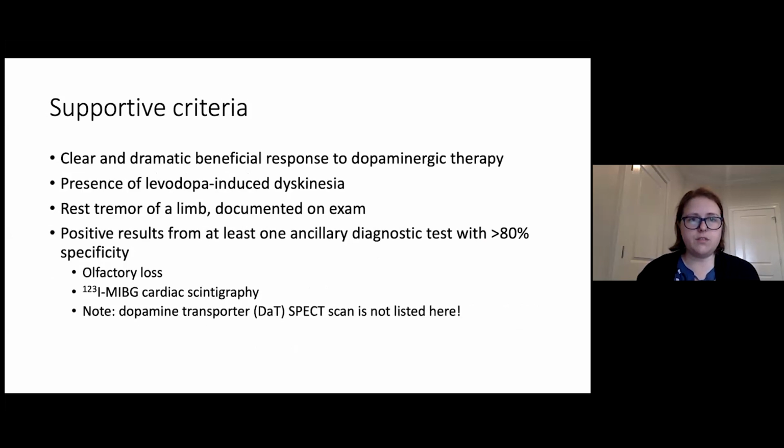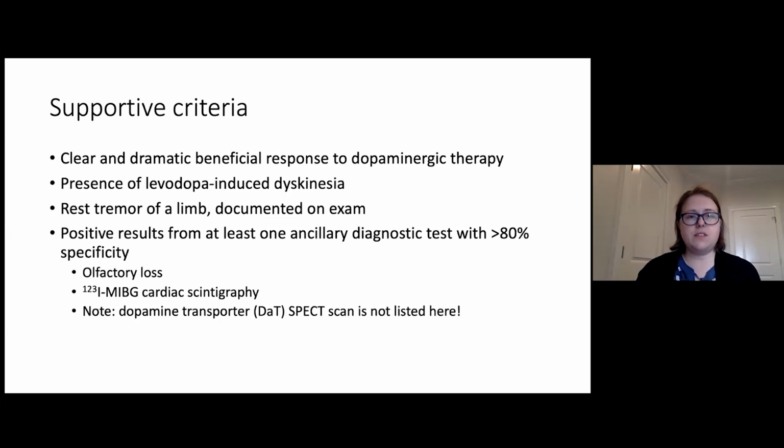We don't need to go through the rest of these criteria. I'll just highlight a few supportive criteria that can help you know that you've made the correct diagnosis of idiopathic Parkinson's disease. One is a clear, dramatic response to dopaminergic therapy. Another is presence of levodopa-induced dyskinesia. And then rest tremor, while not required for the diagnosis, if it is present, really points you towards this being idiopathic Parkinson's rather than a Parkinson's plus syndrome.